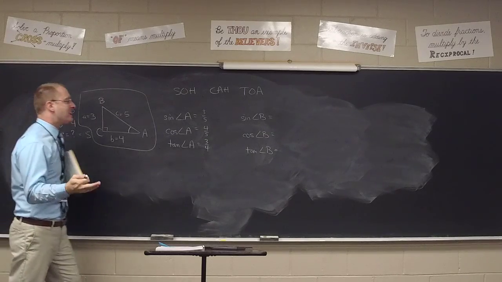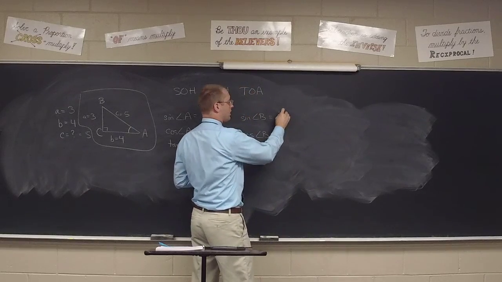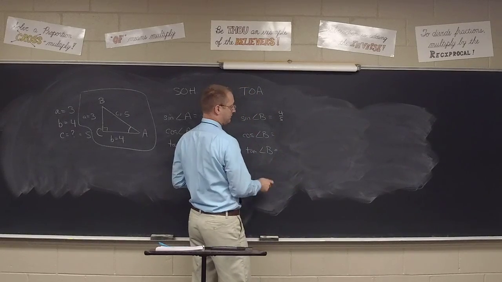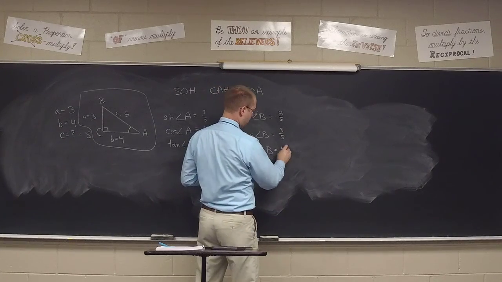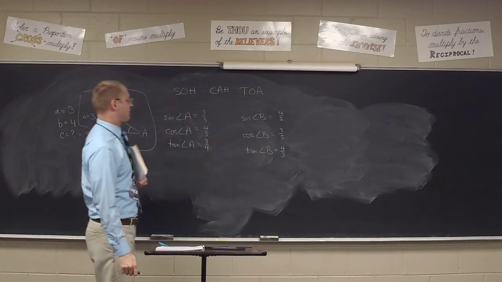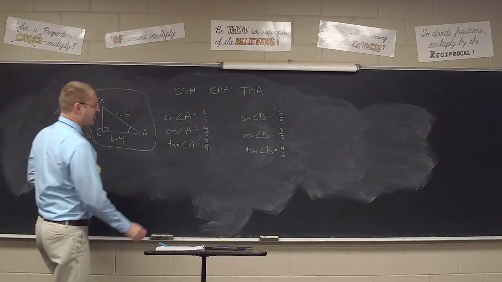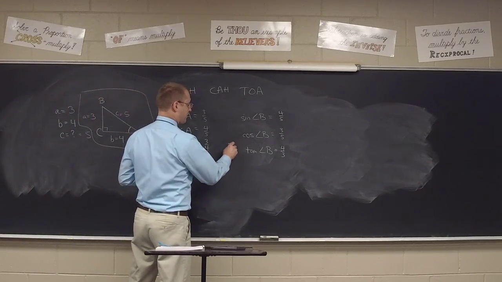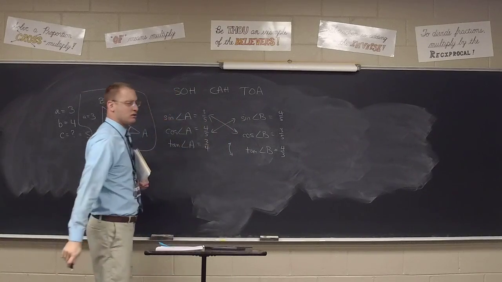All right, then for angle B, what is the sine of angle B, Quentin? 4 to 5. The cosine of angle B, Chris? 3 to 5. And the tangent of angle B, Jamie? 4 to 3. Do y'all notice anything? They're pretty much all the same except 4 to 3 and 3 to 4. The sine and cosine just flip-flop each other, and the tangents match. Does that happen every time?